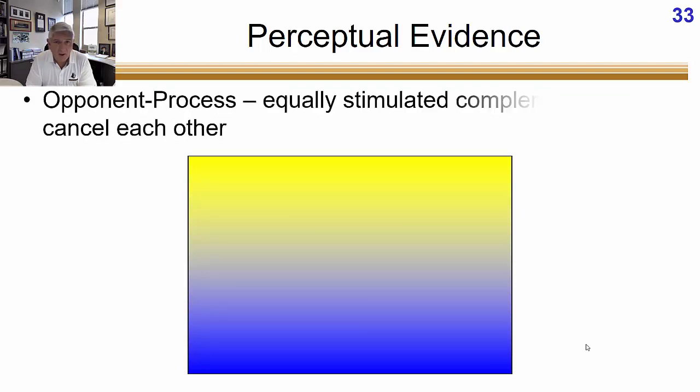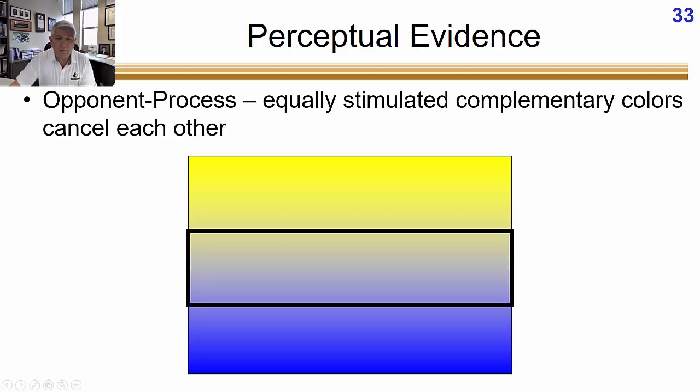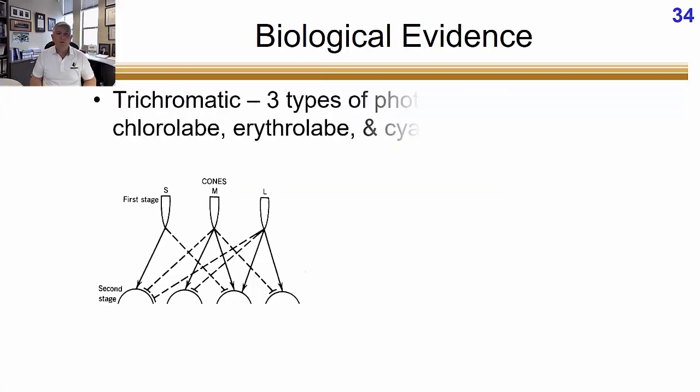Okay, opponent process evidence. We already talked about hue cancellation, right? So right here in the middle, where we have equal amounts of yellow and blue, they cancel each other out. So that's that opponent process, right? All right. Looking at the biology, we have three different photopigments, short, medium, and long wavelength photopigments, right?